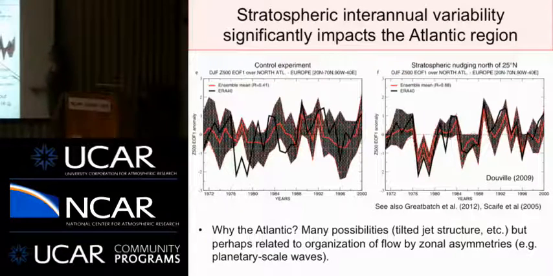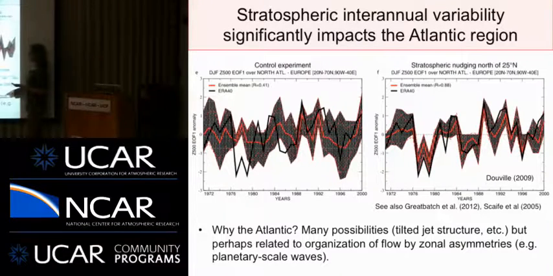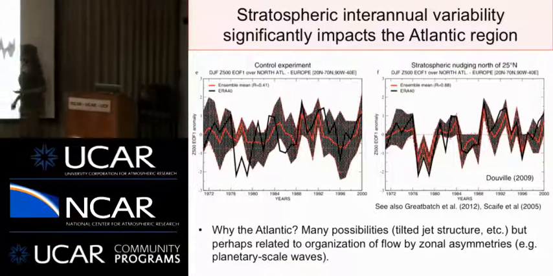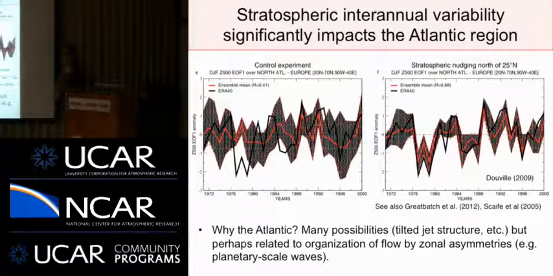So what was subsequently done in the right panel is the model was nudged, and by that I mean it's relaxed to the reanalysis data in the stratosphere, so above about 100 hectopascal and north of 20 north, okay, 25 north. And what you find for the same metric, which is the tropospheric metric, where you're not nudging, is a significant improvement in the ability to capture this variability over the North Atlantic. And so this begs a question, which we'll start to hopefully answer in this talk: why the Atlantic?